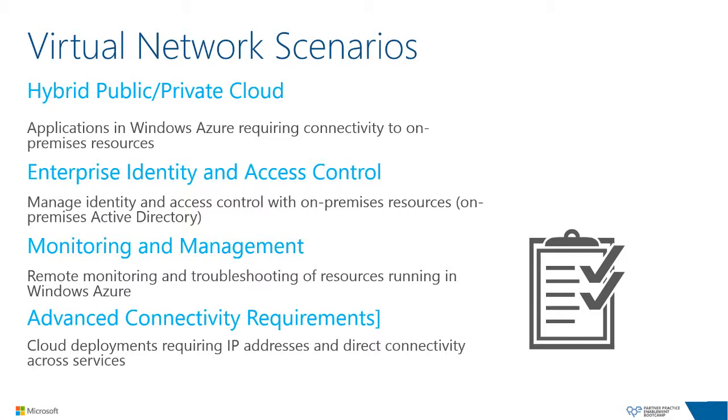The third is monitoring and management. Using virtual networks allows you to leverage your existing monitoring and management investments in the cloud. By providing direct connectivity to your data center, servers in Windows Azure look just like servers running locally. Finally, virtual networks allow for advanced connectivity requirements for applications running in Windows Azure. Workloads such as Active Directory, which require persistent IP addresses, or more advanced architectures where you need to combine Windows Azure Cloud Services into a single network.